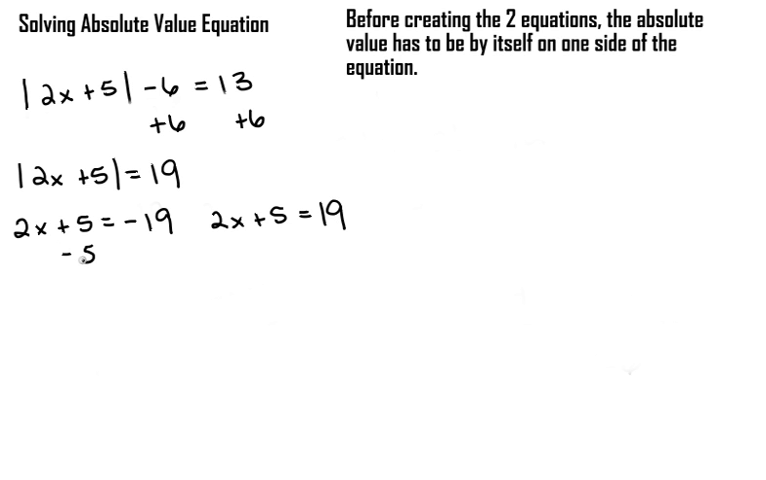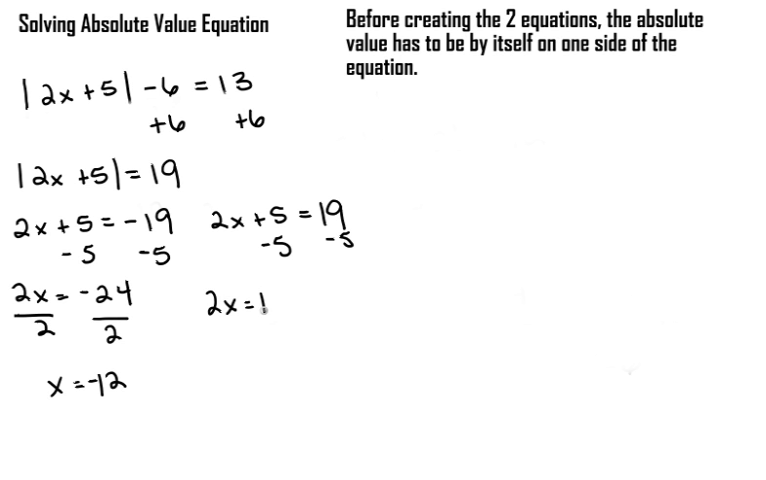We subtract 5 from both sides of the first equation and get 2x equals negative 24. We divide both sides by 2 and get x equals negative 12. We subtract 5 from both sides of the second equation and get 2x equals 14. Divide both sides by 2 and get x equals 7.